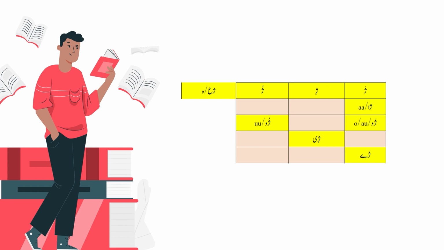With zabar, it will become za. With zer, zi. With pesh, zu. With jazm, z. With alif, za. With zabar followed by vav, zaw. With pesh followed by vav, zu, which is maruf or madul. With zer followed by ye, zi. With badi ye or ya majhul, ze.